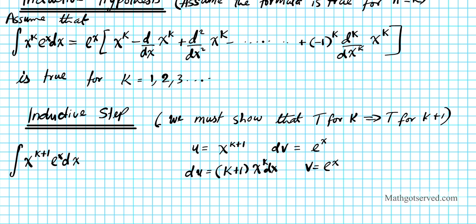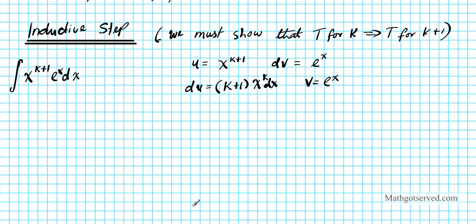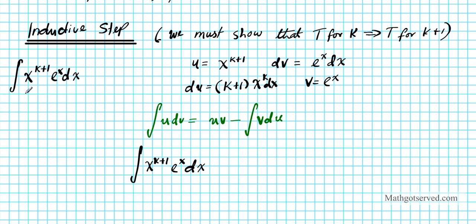Okay, so I'm going to apply the integration by parts formula again. Let me write it here so we don't get confused: the antiderivative of u dv equals uv minus the antiderivative of v du. Alright, so we already determined what u and dv are. So the antiderivative of u dv is the antiderivative of x to the k plus 1, and dv is this whole piece put together, e to the x dx. Now note, this is the left side of my inductive step. That's what we have here.